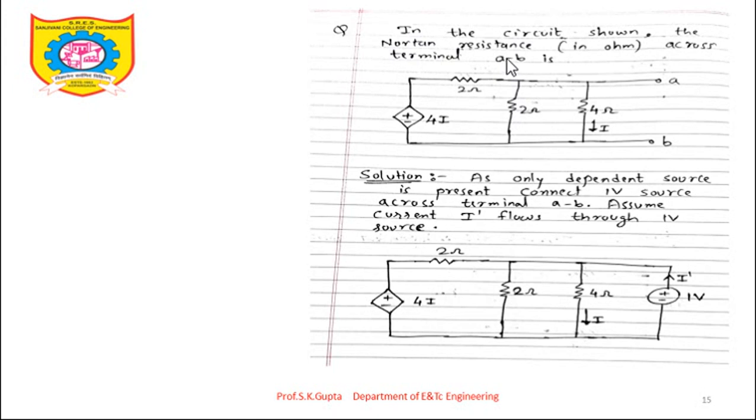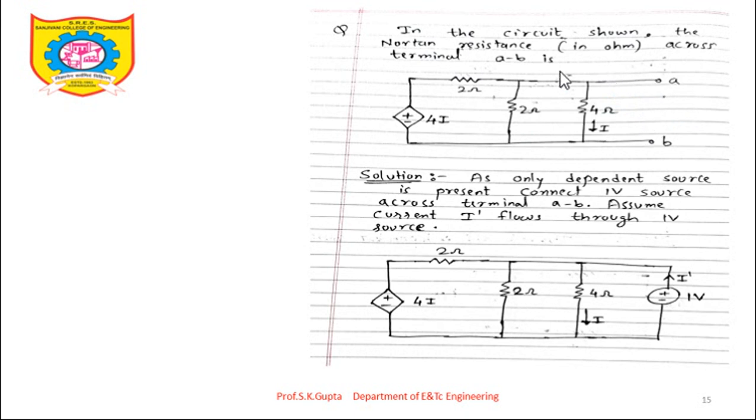Now let's see a Norton resistance numerical and one more Thevenin resistance numerical with dependent sources, because here students face a difficulty. The question is: in the circuit shown, the Norton resistance in ohm across terminal AB is? So we have to determine the Thevenin resistance, or you can say Norton resistance, between terminal A and B.